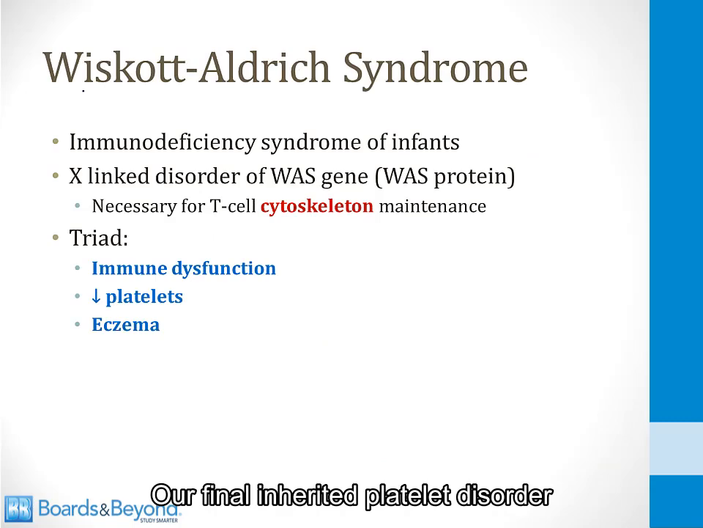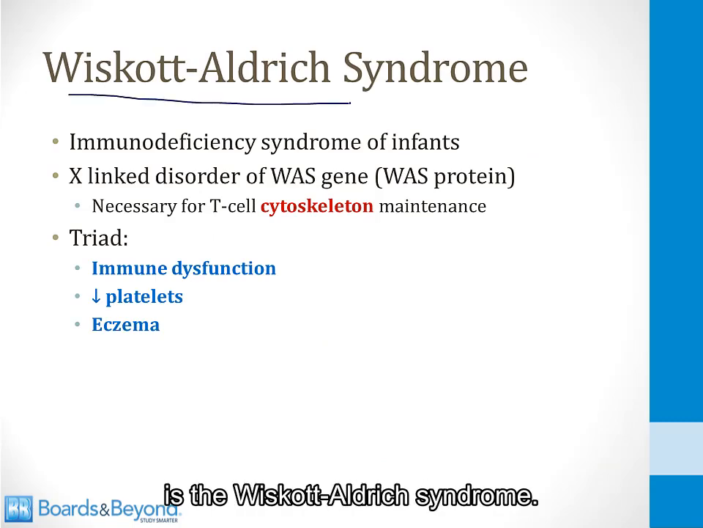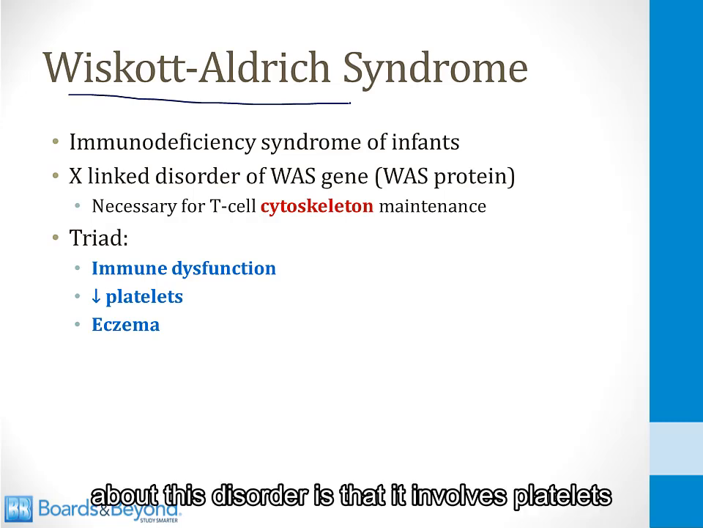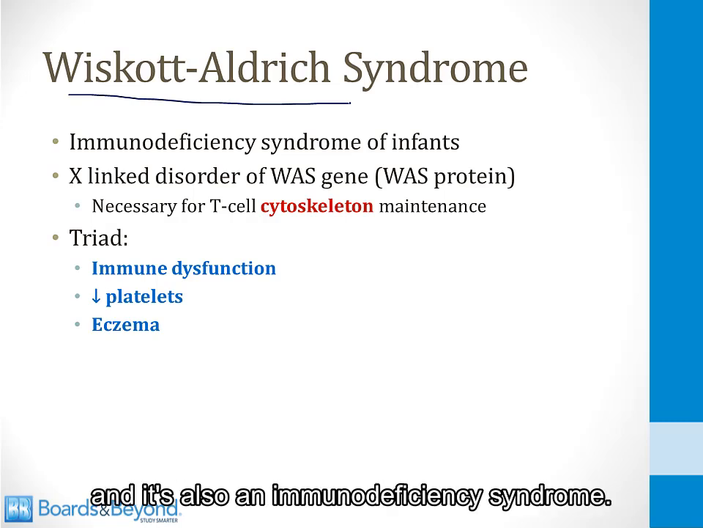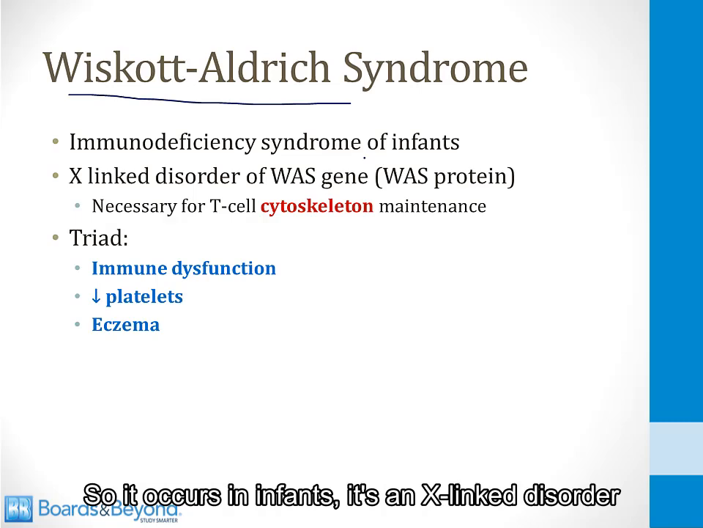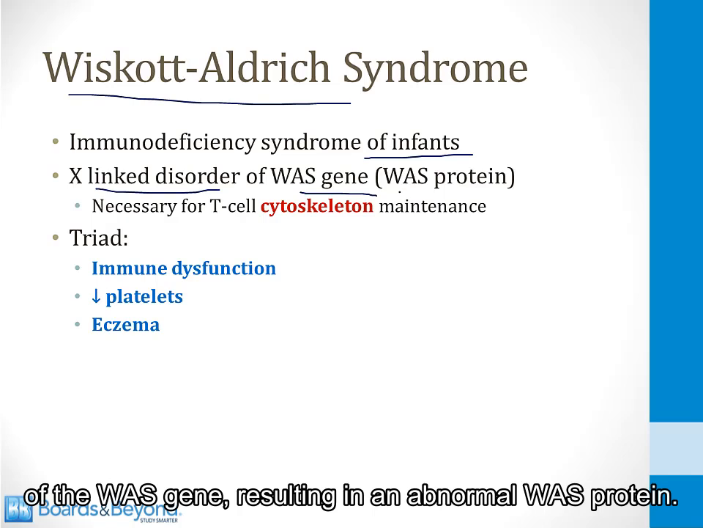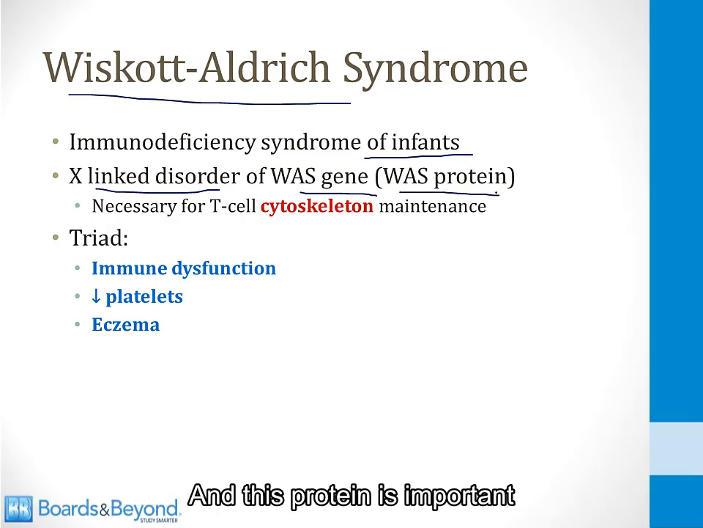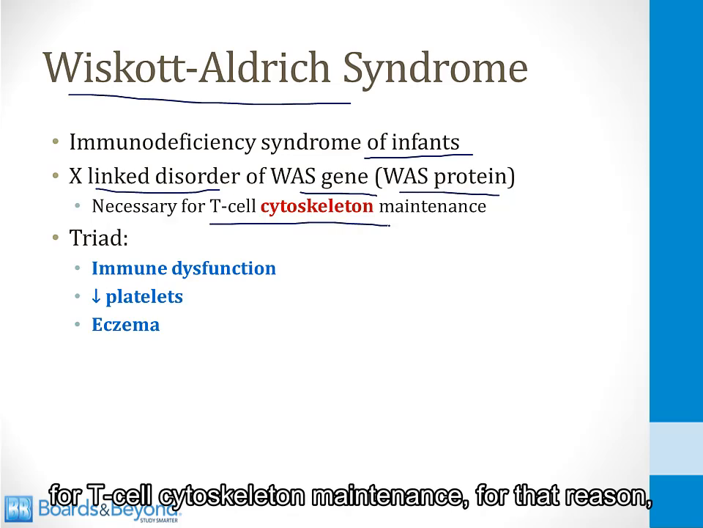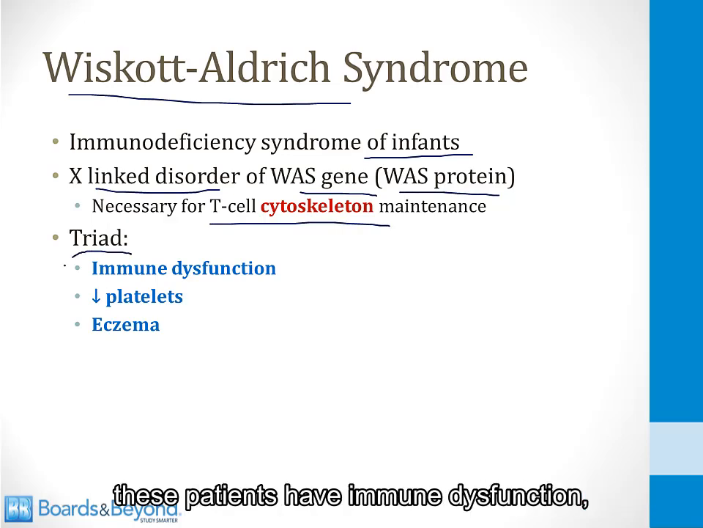Our final inherited platelet disorder is the Wiskott-Aldrich syndrome. The thing to remember about this disorder is that it involves platelets, and it's also an immunodeficiency syndrome. So it occurs in infants. It's an X-linked disorder of the WAS gene, resulting in an abnormal WAS protein, and this protein is important for T-cell cytoskeleton maintenance. For that reason, these patients have immune dysfunction.